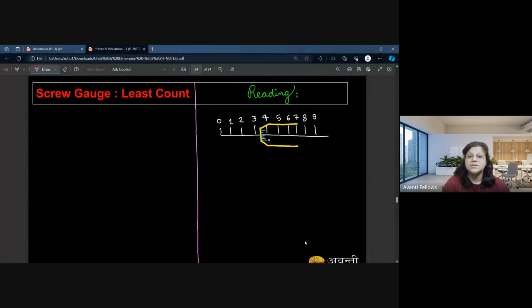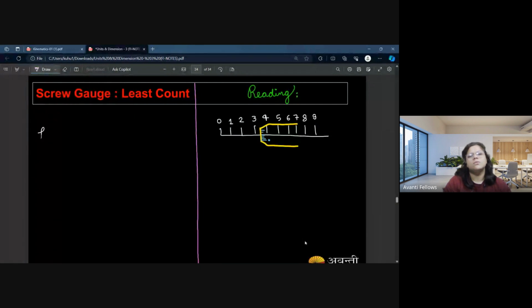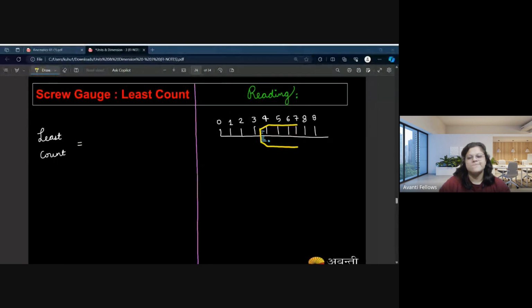Now it's time to understand the least count of this device. So here I have a formula for least count. What do you mean by least count? What is least count? I told you in the last class when we were discussing vernier calipers. Please explain what least count is. Anyone?